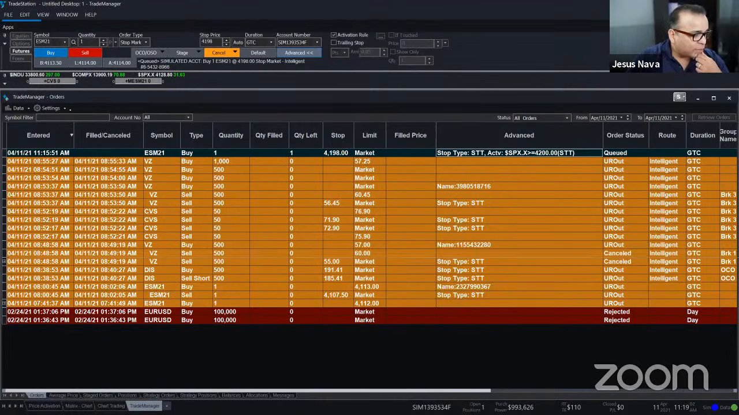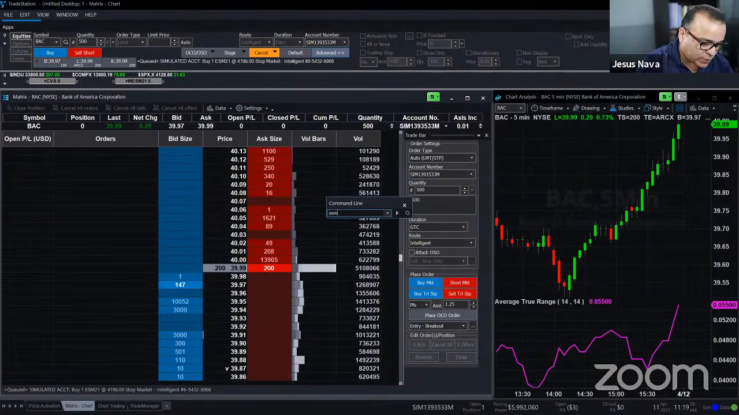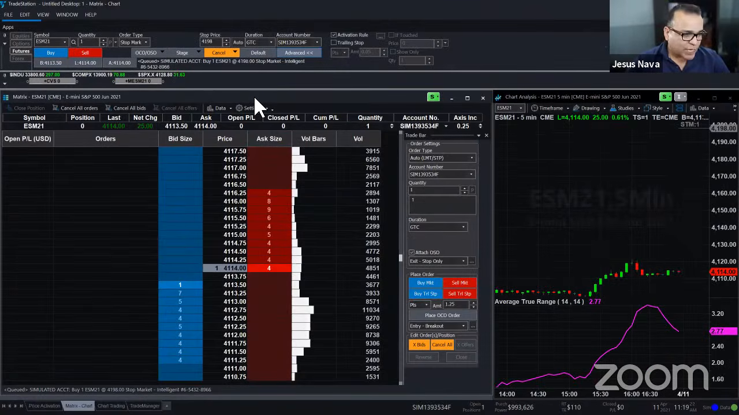And for that, I'm going to use the Matrix. So let me jump over here to this second workspace that I have. My example is to trade Bank of America. Actually, no. Let's go ahead and do ESM 21. I can change the symbol very quickly. I can see my Matrix over here on the left-hand side.